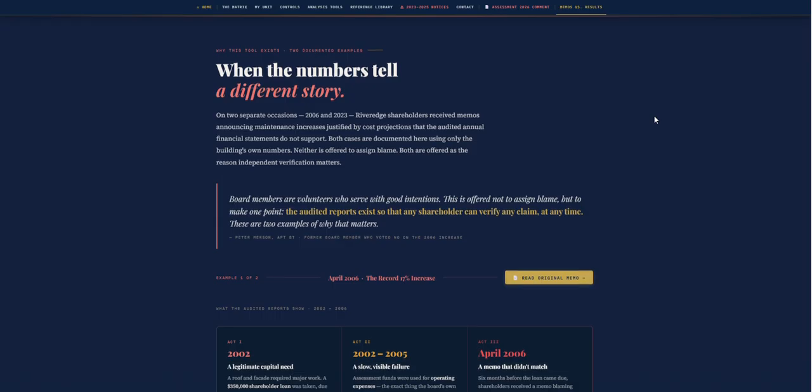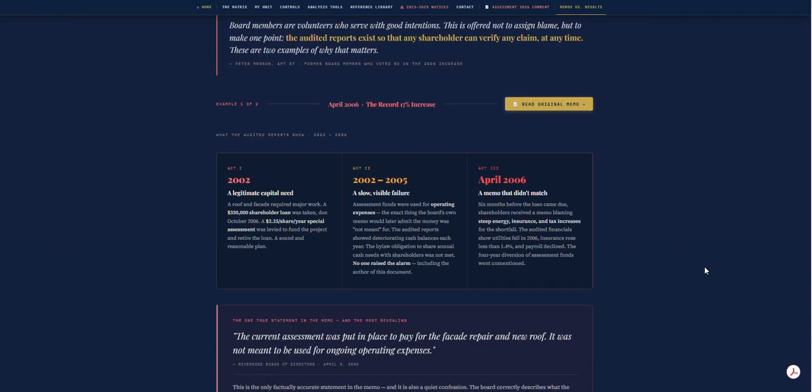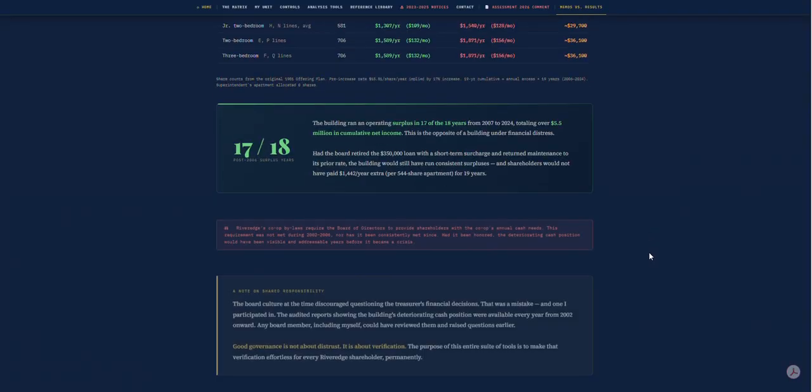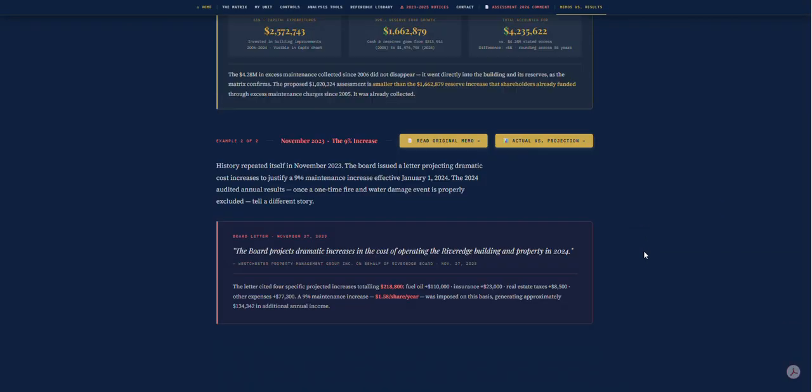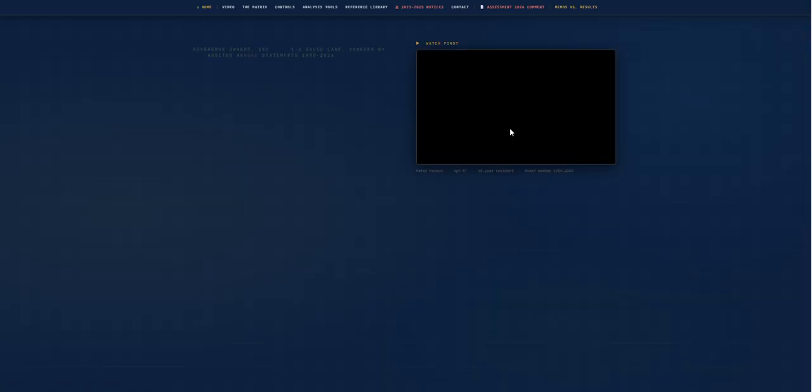What I also have here is memo versus results: when the numbers tell a different story. The audited annual reports exist so that any shareholder can verify any claim at any time. That's one of the main reasons I did this. Most people don't look very closely at their audited annual reports, so I thought I'd make it easier for everyone. There are two memos specifically mentioned here, the one in 2006, the record increase, and another memo in 2023. There's a lot of detail to read through here, if you'd like to.